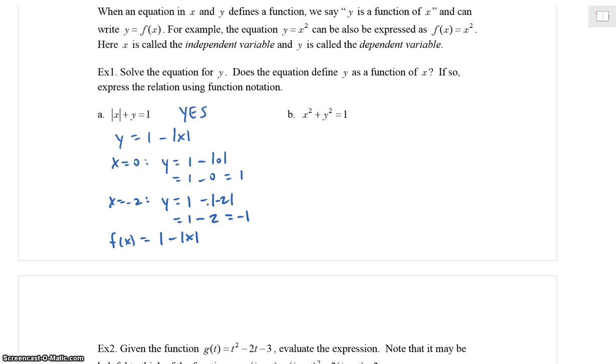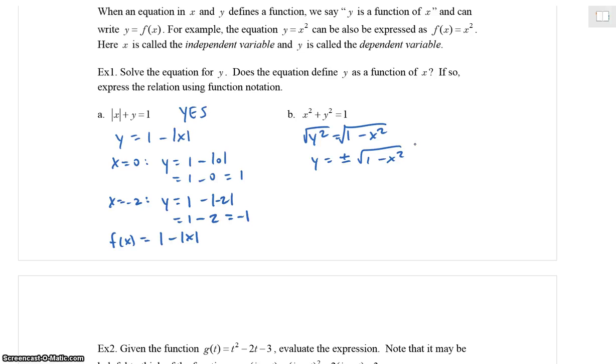What about the second equation, x squared plus y squared equals 1? Well, let's solve that for y. Subtracting x squared from both sides, we get y squared equals 1 minus x squared. To solve for y, we need to take the square root of both sides. Now, when I do that, it introduces a plus or minus sign in front of the radical on the right-hand side. This is the key step in what's going to follow in terms of this not being a function, as it turns out.